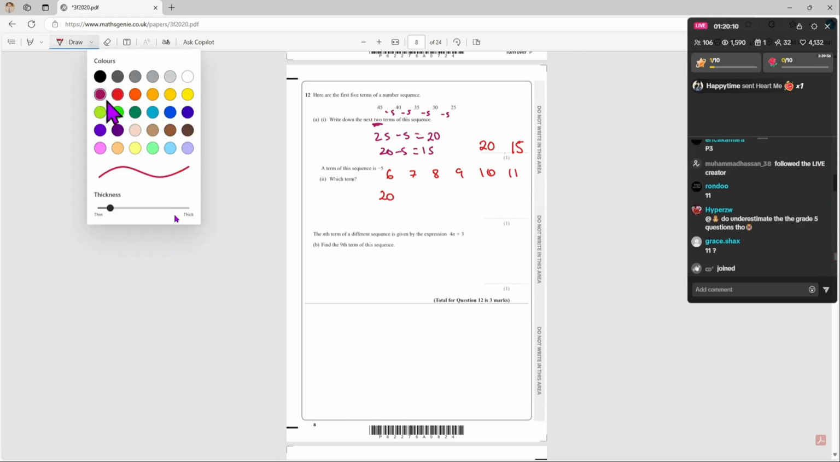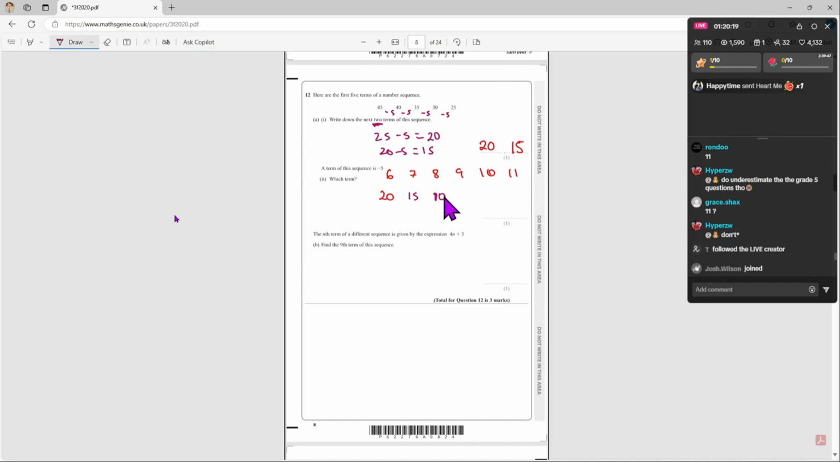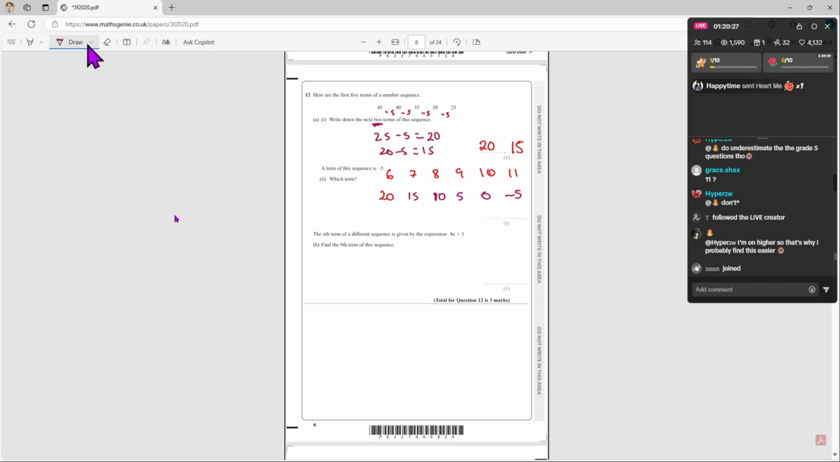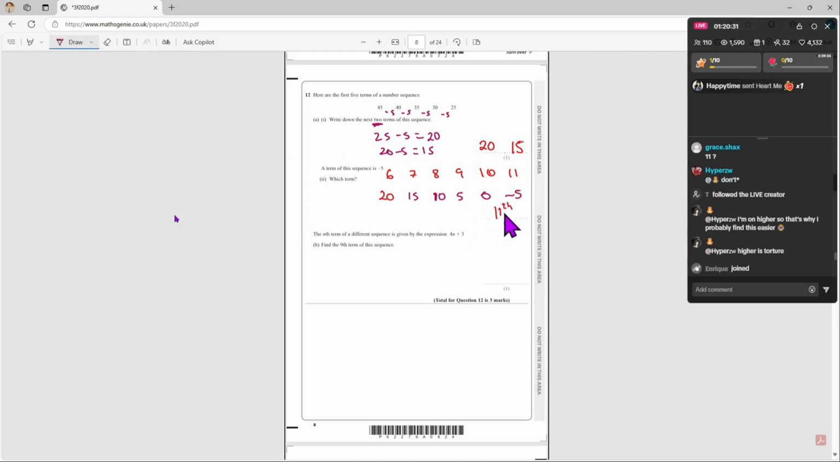So we know that the 6th term is 20. The 7th term is going to be 15. The 8th term is going to be 10. The 9th term is going to be 5. The 10th term is going to be 0. And the 11th term is going to be negative 5. That means that the 11th term is minus 5. So that is going to be your answer. 11th. Okay?